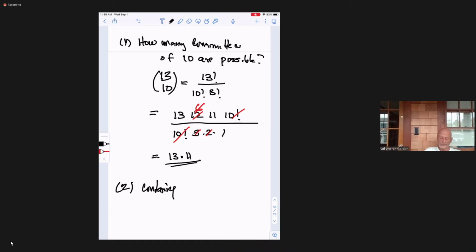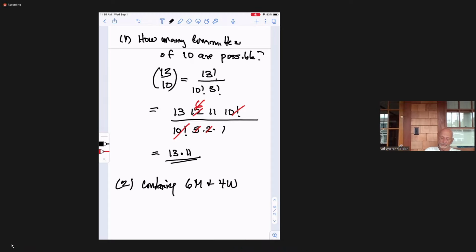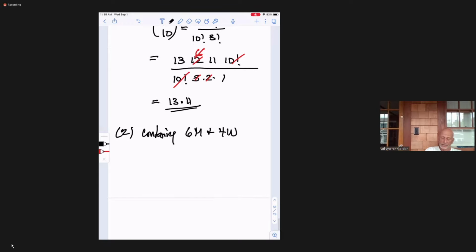How many committees are possible containing 6 men and 4 women? So now the combined event is the committee, correct? The committee is going to contain men and women, which means once I choose the number of ways I can choose the men, and once I choose the number of ways I can choose the women, the combined event is their product by the multiplication principle.